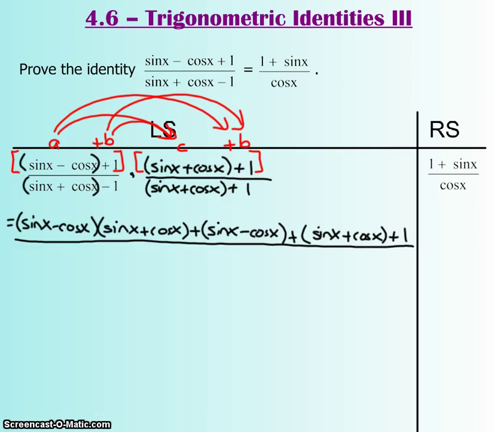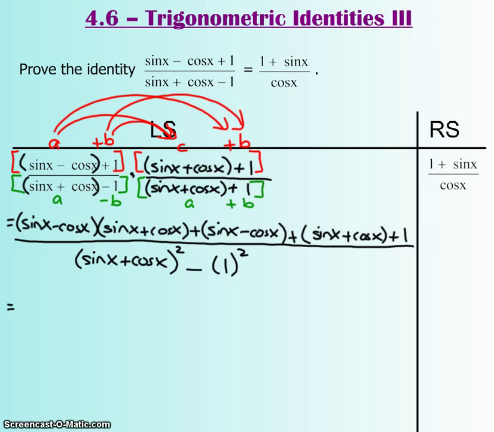But instead of doing FOIL again, why don't we just realize that we did set up a difference of squares. So since this is a minus b and a plus b, we're just going to get a squared minus b squared. Okay, so your a down here is sine x plus cos x squared, so that's your a squared, minus, and then your b was 1, and we're going to square that as well.